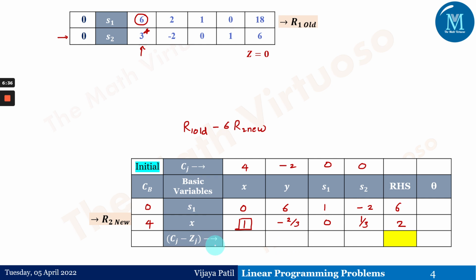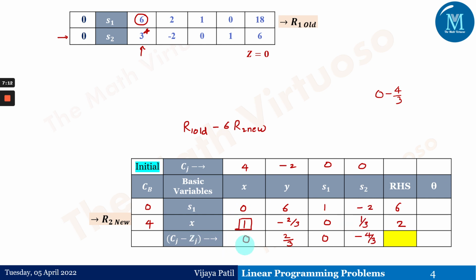Again we have to calculate Cj minus Zj, the way we have done previously. So it's 4 minus 4, that would be 0 here. Then this is Cj minus Zj: minus 2 minus 4 into minus 2 by 3. That would give us 2 by 3 over here. Then this is 0, and this is 6. The Cj minus Zj over here would be 0 minus 4 by 3, so it's minus 4 by 3.